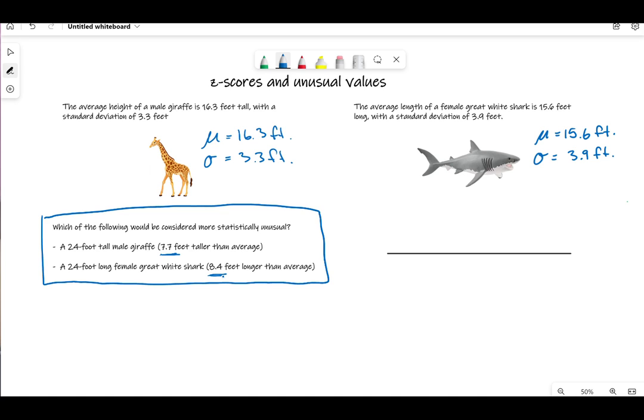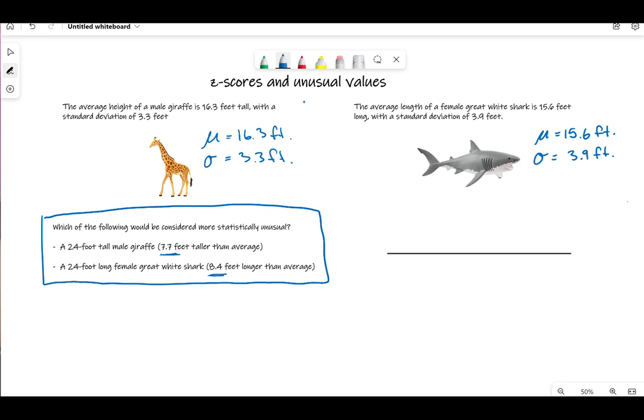So you might say, well, the shark is more above average than the giraffe, so the shark would be more unusual. Well, it doesn't work that way. These are animals coming from two different sets with two different means and two different standard deviations. So in order to compare the two and determine which is more statistically unusual, we have to standardize that difference from the mean. And what that means is convert to z-scores.